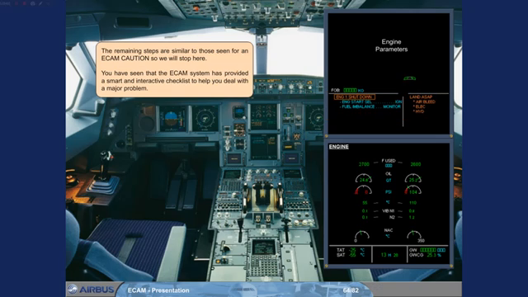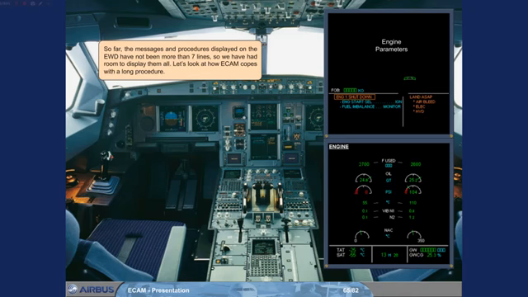The remaining steps are similar to those seen for an Ecam caution, so we will stop here. You have seen that the Ecam system has provided a smart and interactive checklist to help you deal with a major problem. So far, the messages and procedures displayed on the engine and warning display have not been more than 7 lines, so we have had room to display them all.